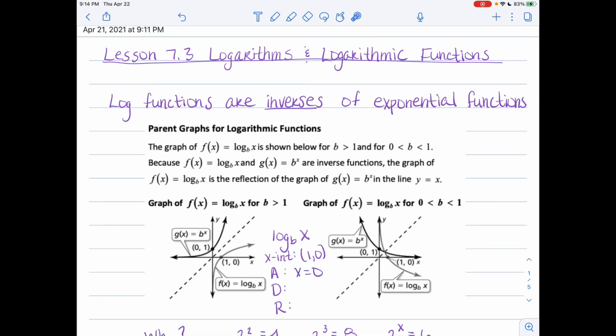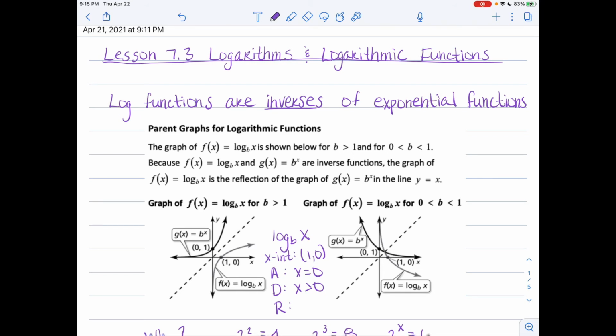Before, our domain was all real numbers for this exponential function. Now, I don't see the graph over here in the negative x numbers because of this asymptote. So again, switching places, our domain is now x greater than 0 instead of the range being y greater than 0 for our exponential function.